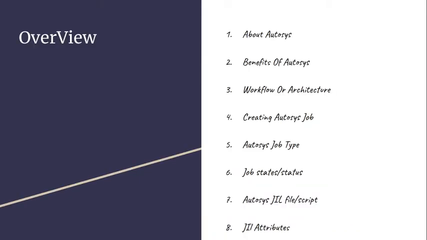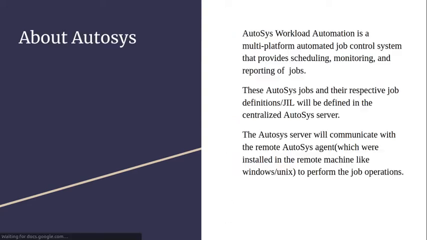So guys, in this video we will talk about Autosys and these are the topics which we will discuss in this video. Basically, what is Autosys, why we are using it, what are its benefits, then what is the workflow, or you can say architecture of Autosys. Then we will discuss the Autosys job, how we can create these jobs, what are these job types, and what are the states of these jobs. And finally we will talk about the Autosys JIL. Basically JIL refers to Job Information Language and its attributes. So guys, let's start with Autosys.